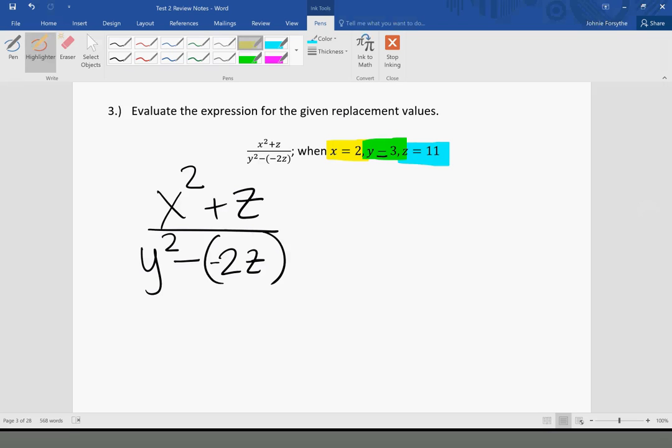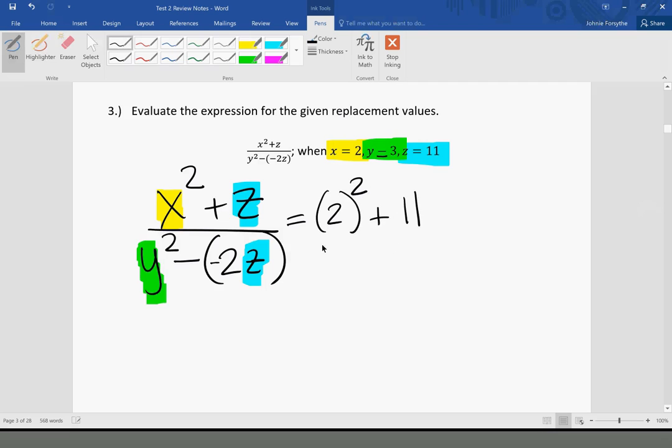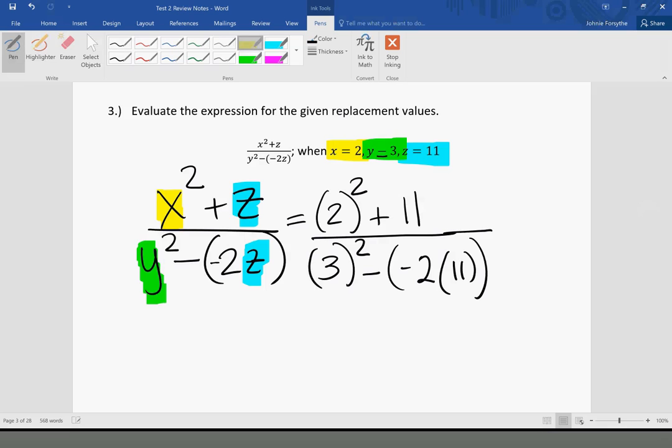So everywhere I have x, I'm going to plug in a 2. Everywhere I have y, I'm going to plug in a 3. And then everywhere I have z, I'm going to plug in 11. Okay, so I'm going to have 2 squared plus 11 divided by 3 squared minus negative 2 times 11. And just so we understand, 2 equals x, 3 equals y, and 11 equals z.